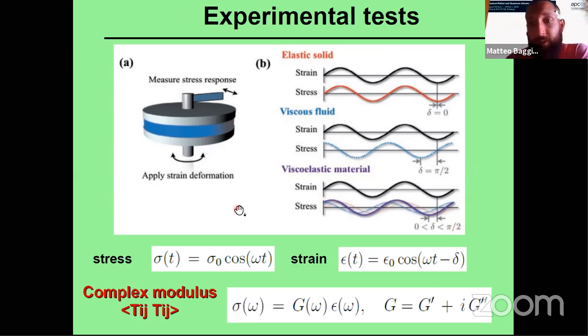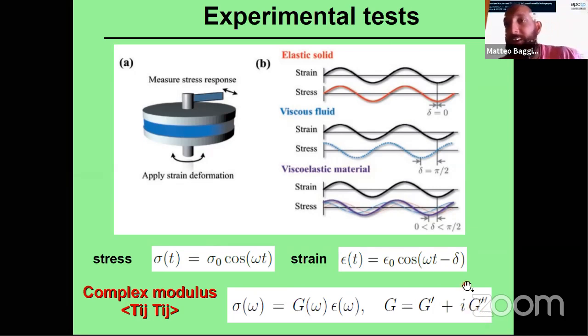Now, to be more quantitative, what you usually do is write down the stress and the strain as 2 oscillatory functions with a different amplitude and, importantly, with a phase shift. In the viscoelastic literature, people define what is called the complex modulus, which is just the ratio between the stress and the strain. It has a real part, which for historical reasons is called G prime, and an imaginary part, called G second. Now, G prime is the non-dissipative part.